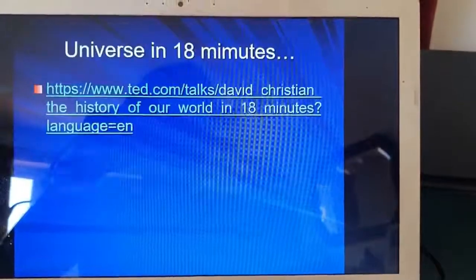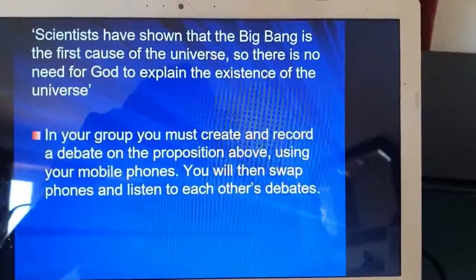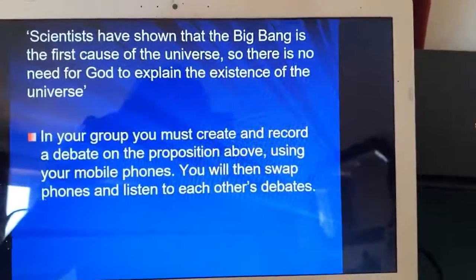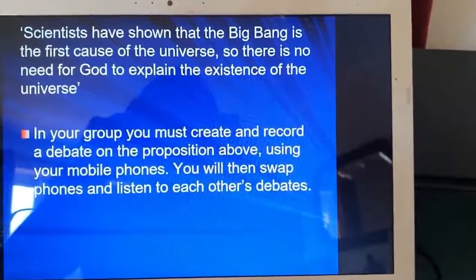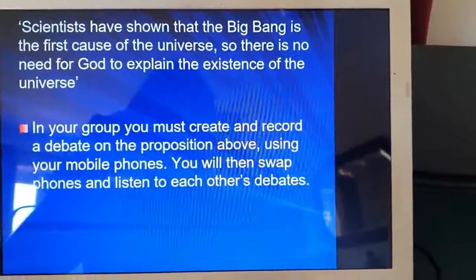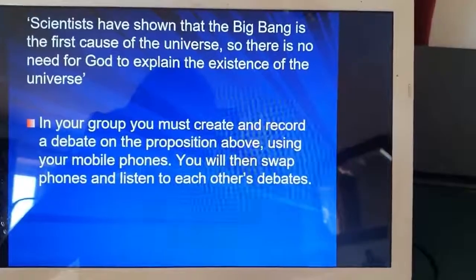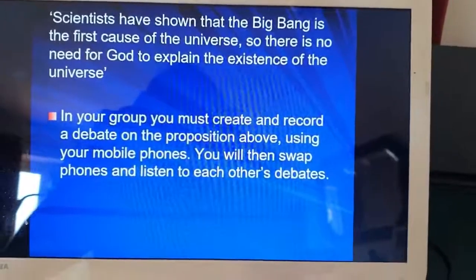And the final point really is where it says, there's a quote here, and it says, scientists have shown that the Big Bang is the first cause of the universe, so there's no need for God, or no need for an idea of God, to explain the existence of the universe.